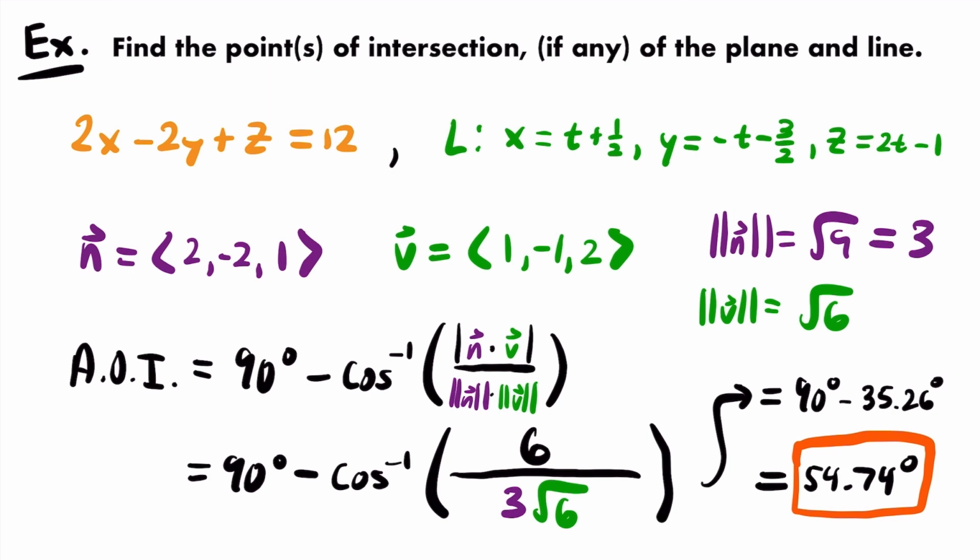And so that's it for this type of intersection. You now know everything you need to know about the intersection of lines and planes. Now let's take a look at our second type of intersection, which is the intersection between two lines.